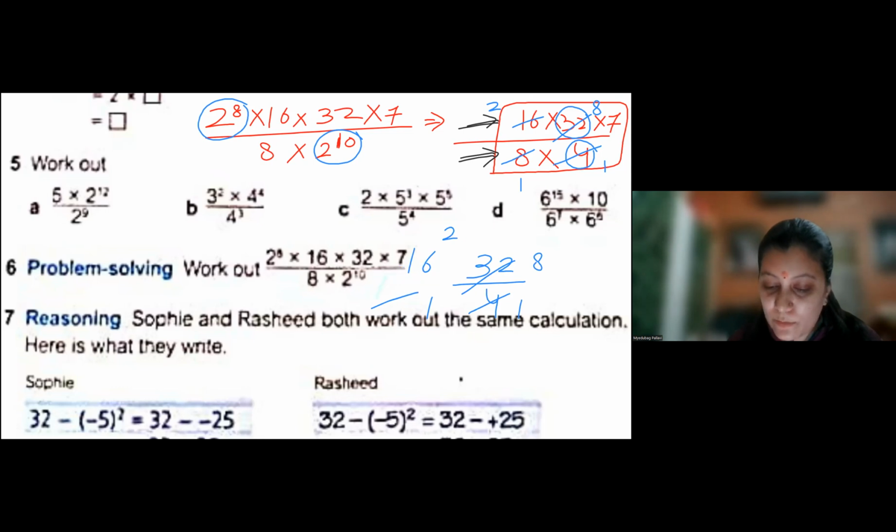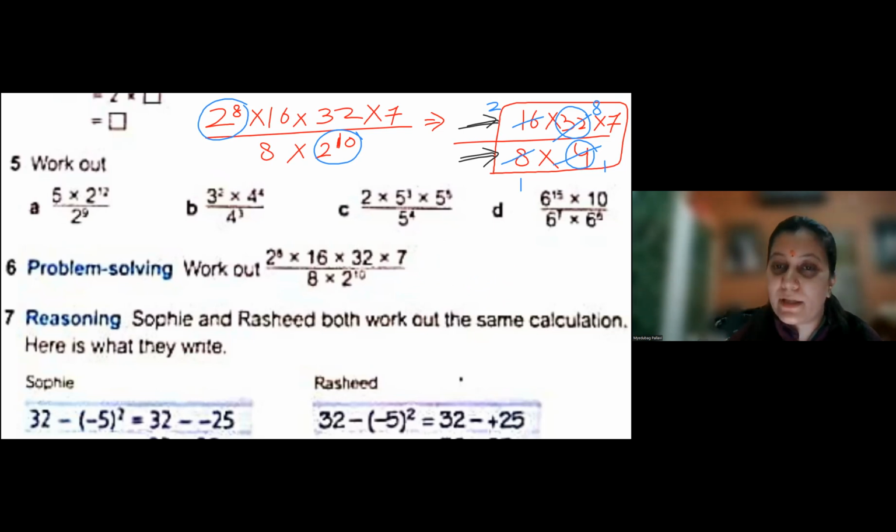Now what numbers are we left with when we have simplified? See the denominators, all the numbers are cut now. We have only 1 in the denominator. In the numerator, we are left with 2 into 8 into 7, isn't it? Right? 2 into 8 into 7. What will we get? 8 twos are 16 and 16 into 7, we'll get 112. So this will be our answer. All right? Understood this way of doing it?